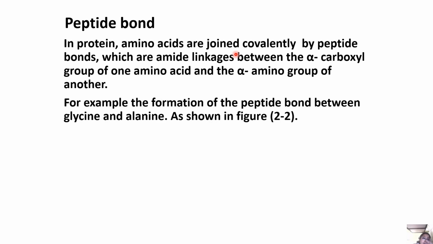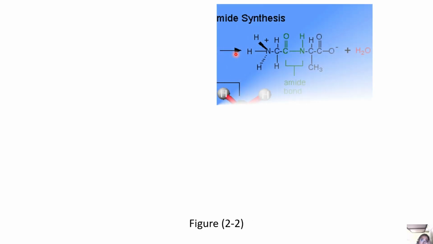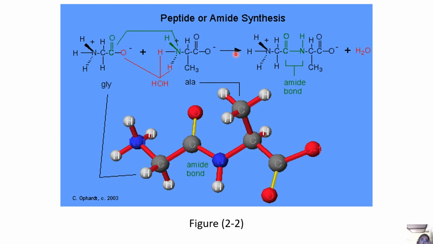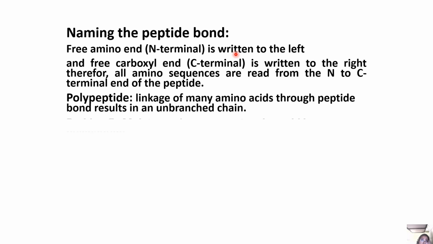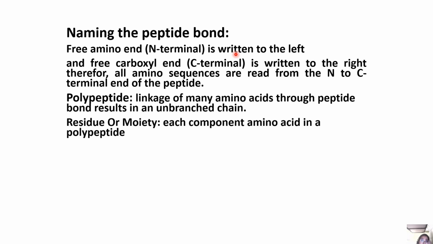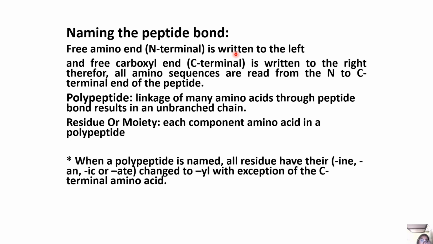So, for example, the formation of the peptide bond between glycine and alanine. Okay. Peptide bonds are broken by prolonged exposure to strong acid or base at high temperature, by hydrolysis. These bonds are not broken non-enzymatically under mild conditions. Okay, so this is a peptide amide synthesis. Now, naming the peptide: the free amino end is written on the left and the free carboxyl end is written on the right. Therefore, all amino acid sequences are read from the N terminal end to the C terminal end of the peptide.